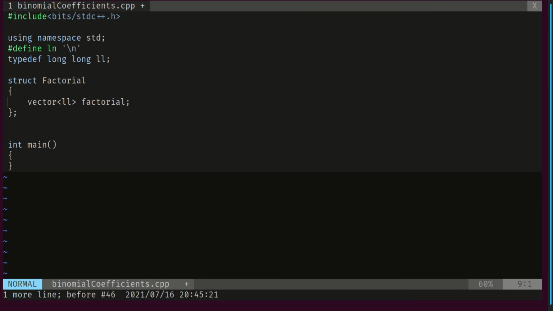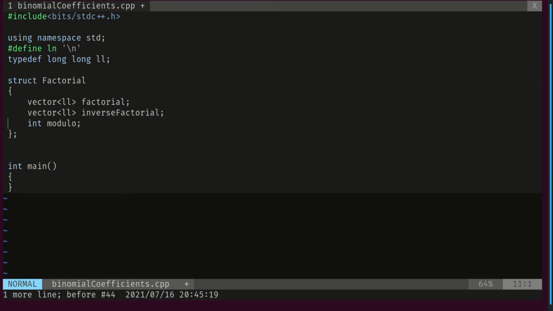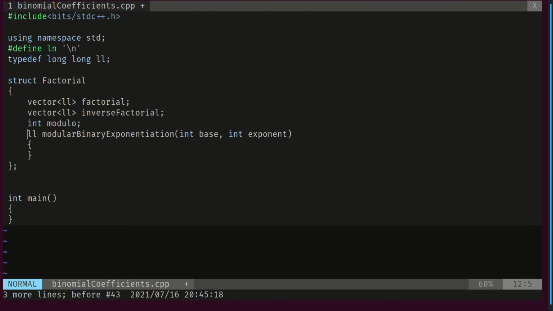So it will have a vector of long to store the factorials. It will also have a vector of long to store the modular inverse of that factorial. I will also have an attribute for the actual value of the modulo, so I can use this struct even if the modulo is different in other problems. Then I will have an inner function that is the modular binary exponentiation. So I can just copy this without having to copy in this as well.